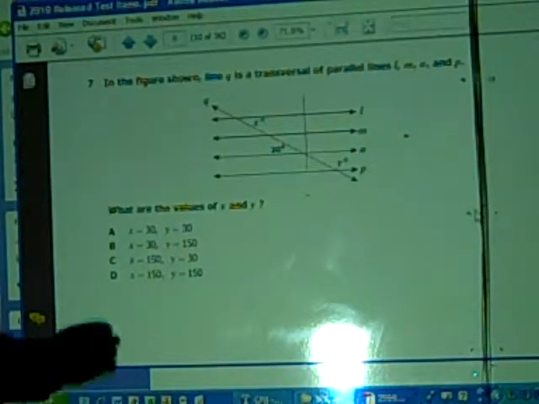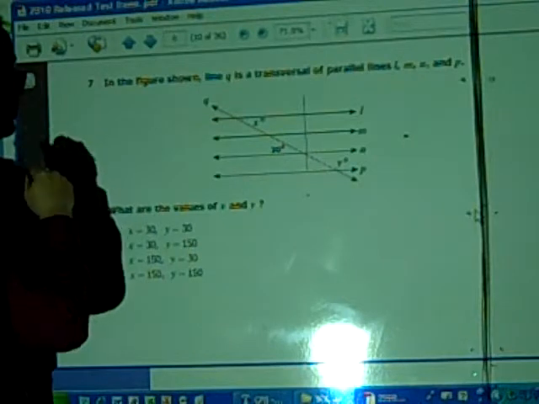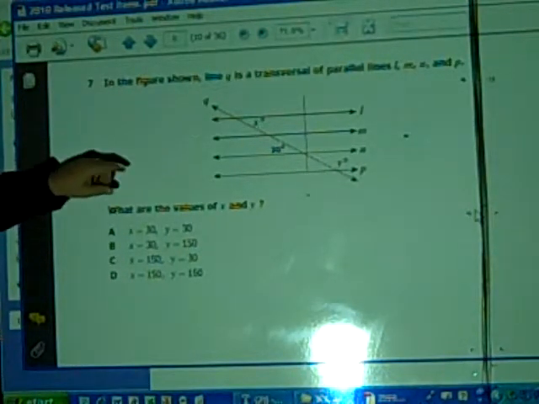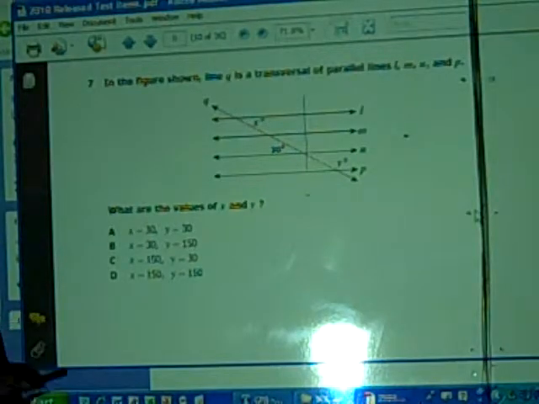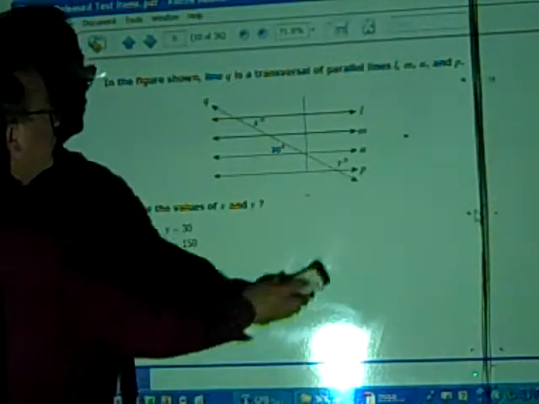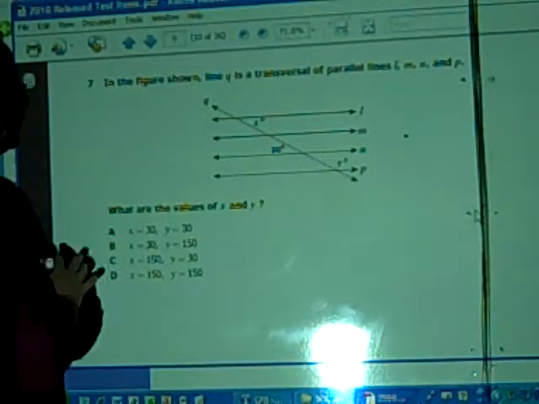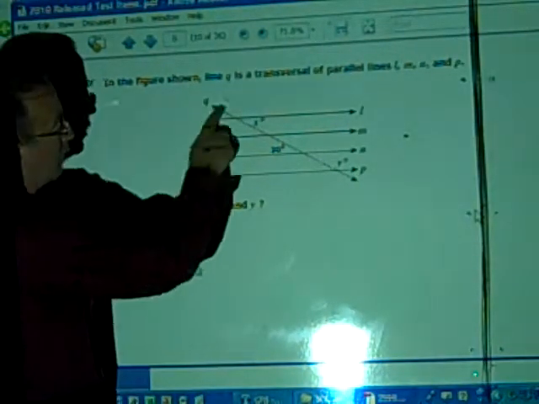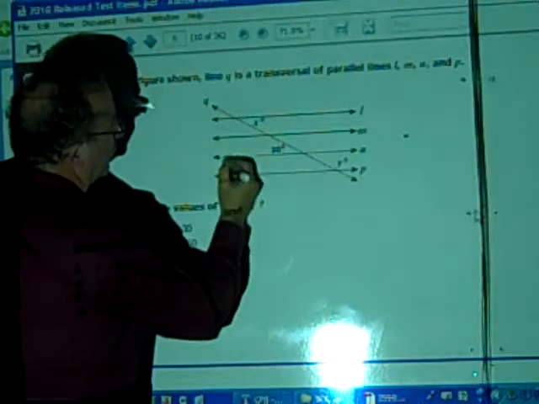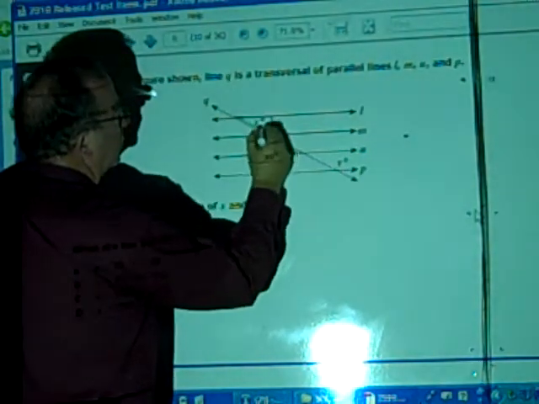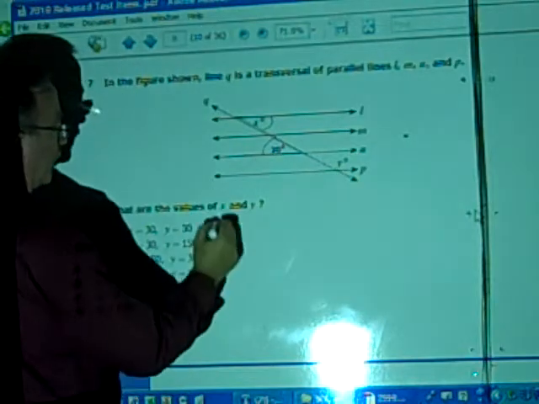Number 7 says, in the figure shown, line Q is the transversal of the parallel lines L, M, N, and P. That means they're all parallel. What are the values of X and Y? Let's put this line over here first. All right, so on this one, you're just going to have to ignore the lines that you don't need. If you know all these are parallel, again, you know that these two make your alternate interior angles, so we know X is equal to 30.